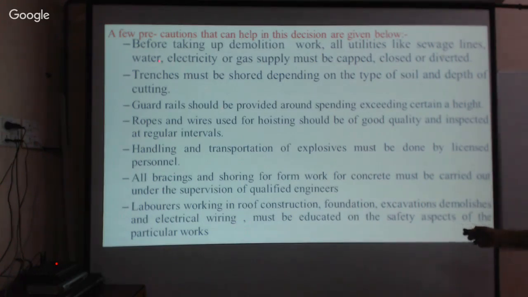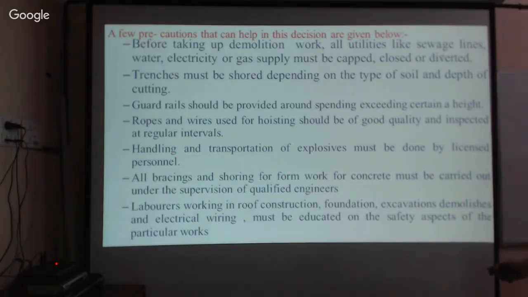Now, a few precautions. Before taking up demolition work, all utilities like sewage lines, water, electricity, and gas supply must be capped, closed, or diverted. Trenches must be shored depending upon the type of soil and depth of cutting. Guard rails should be provided around areas exceeding a certain height. Ropes and wires used for hoisting should be of good quality and inspected at regular intervals. Handling and transportation of explosives must be done by licensed personnel. All bracing and shoring for formwork for concrete must be carried out under the supervision of qualified engineers.